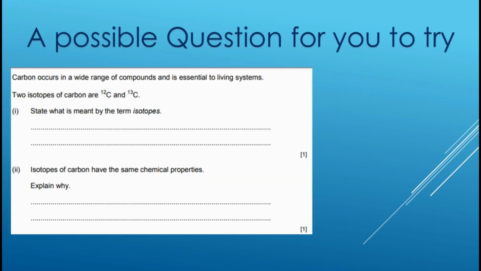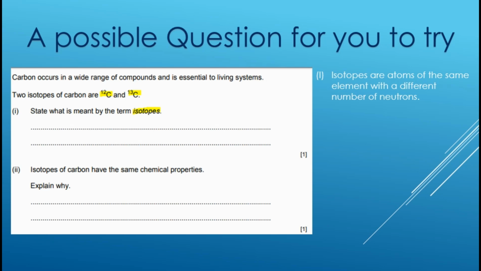So now we're going to try a possible question. So let's go and read through this. Carbon occurs in a wide range of compounds and is essential to living systems. Two isotopes of carbon are 12C and 13C. So now the question is, what is meant by the term isotopes? As we saw before, isotopes are atoms with the same number of protons and electrons, but with different number of neutrons. And if we check the mark scheme, we'll see that it is correct. Isotopes are atoms of the same element with a different number of neutrons.